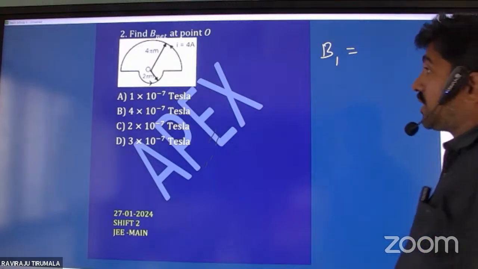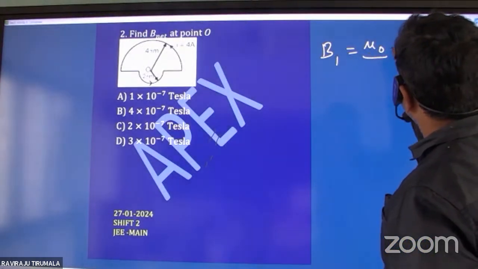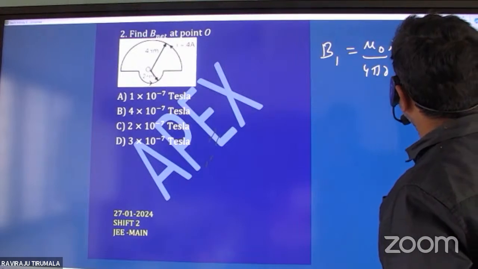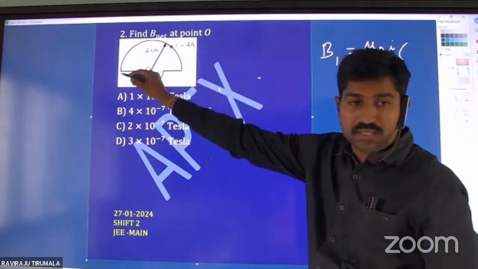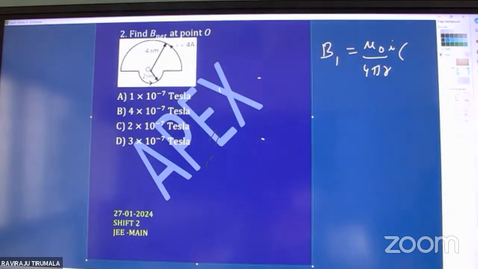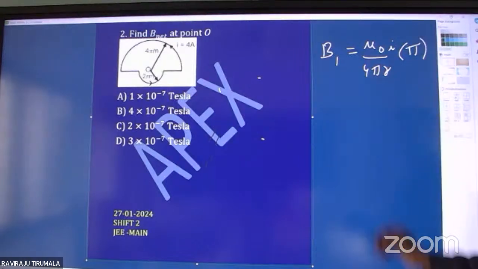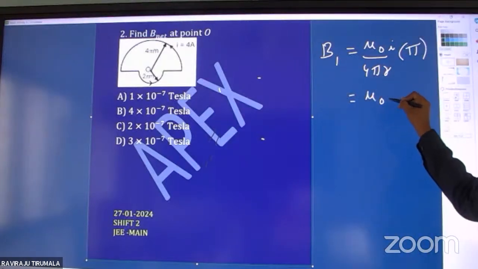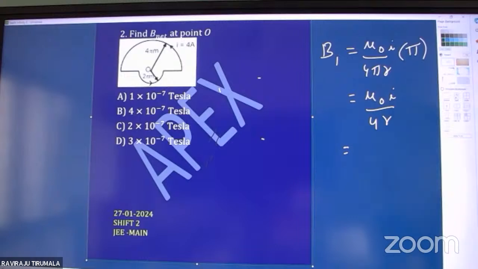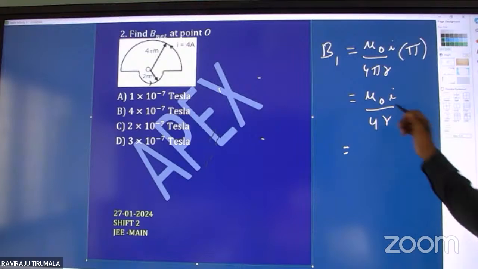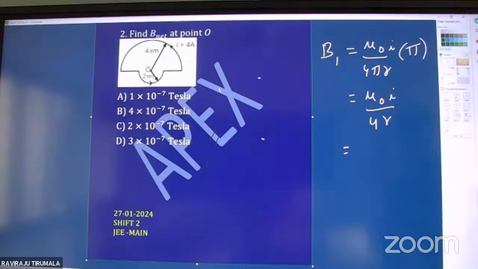What is the formula for magnetic field due to any circular arc? The general formula is mu naught I by 4 pi r into whatever angle you have there. How much angle do you have? 180 degrees only, na? So that will be pi. Then it will be mu naught I by 4r. Mu naught is 4 pi into 10 power minus 7. So based on that, you try to calculate this first.